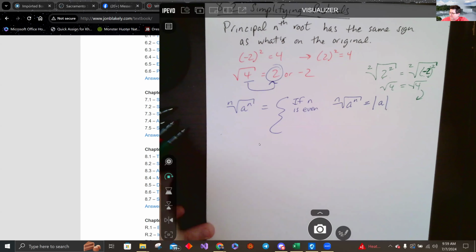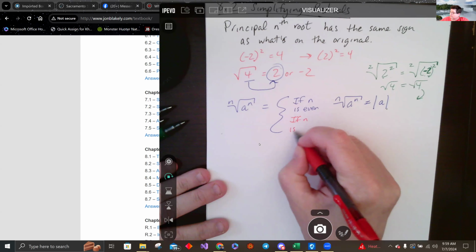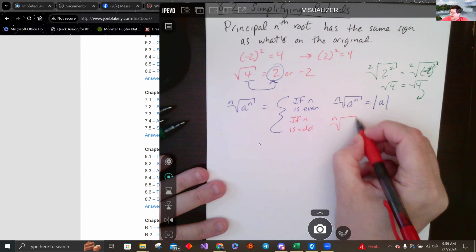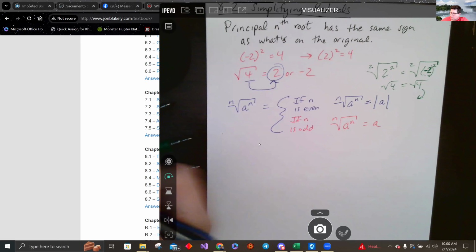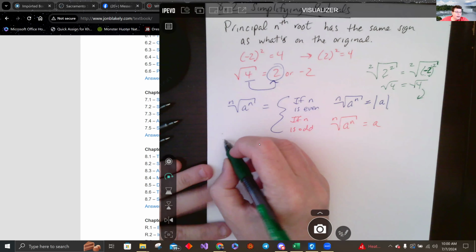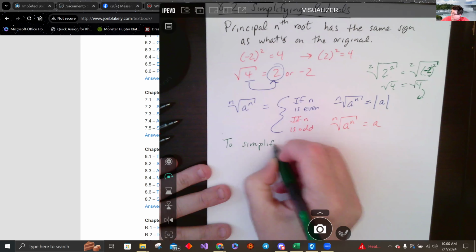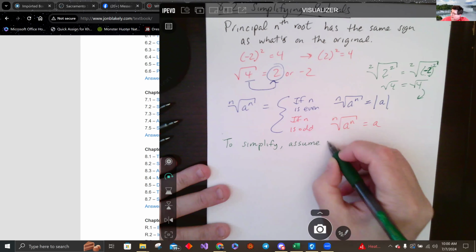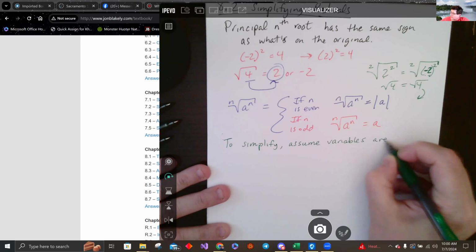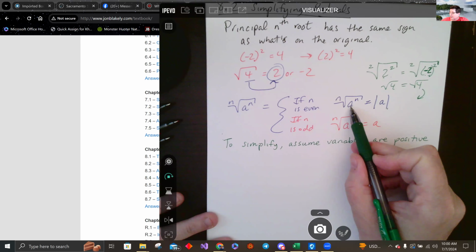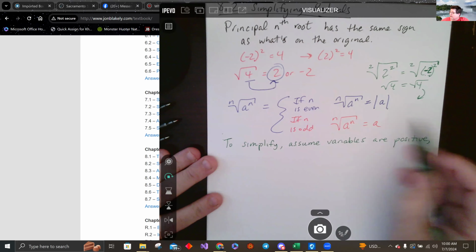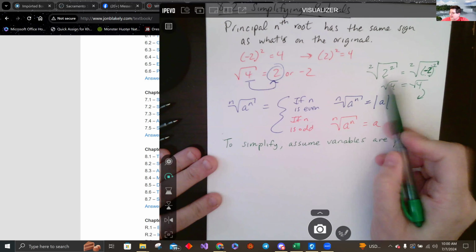If n is odd, we don't have the same problem. The nth root of a to the n is a. Now, unless you're going into engineering and stuff like that, we're going to simplify this a bunch for most uses. To simplify, assume variables are positive. Unless they don't give us a variable, if they give us a number, we got to deal with the number. But if they give us a variable, we're going to assume the variables are positive, which means like treating the a as positive 2 rather than negative 2, and then we don't need the absolute value.